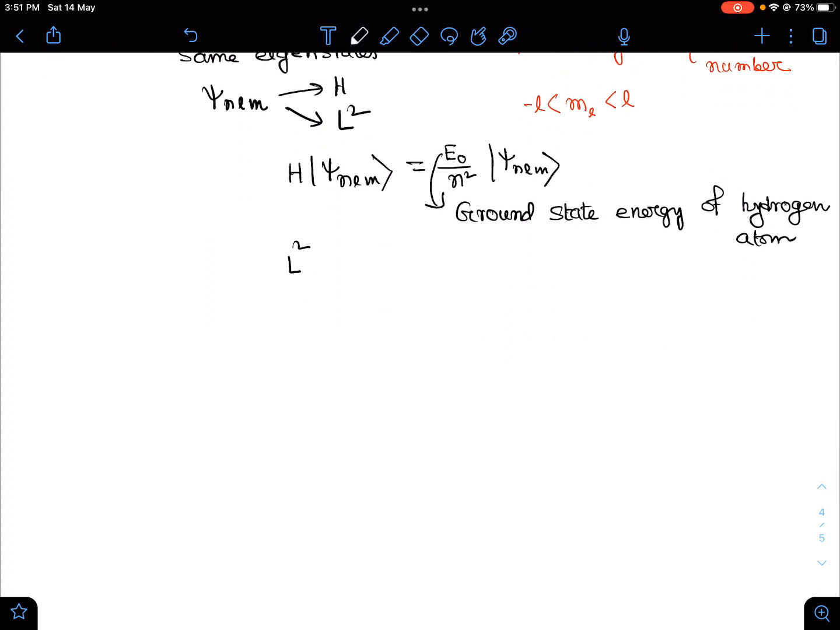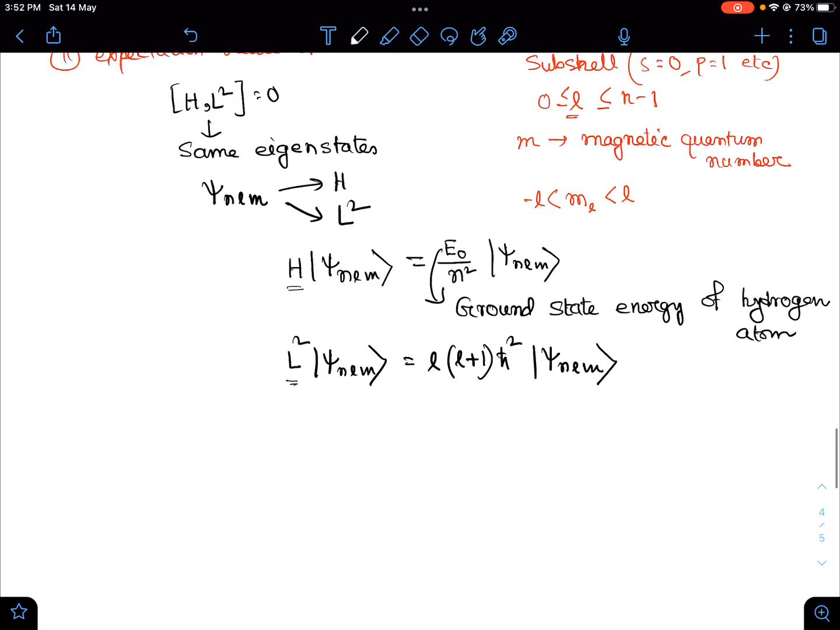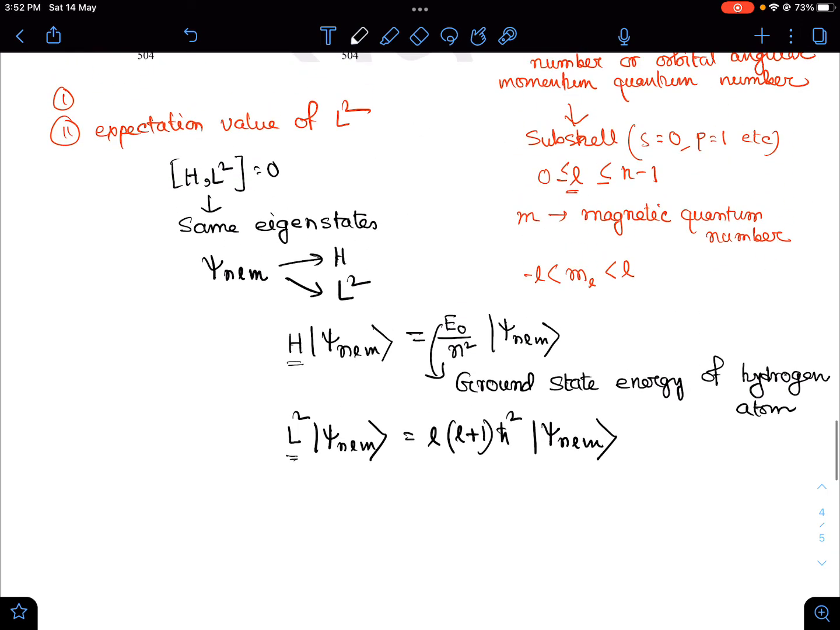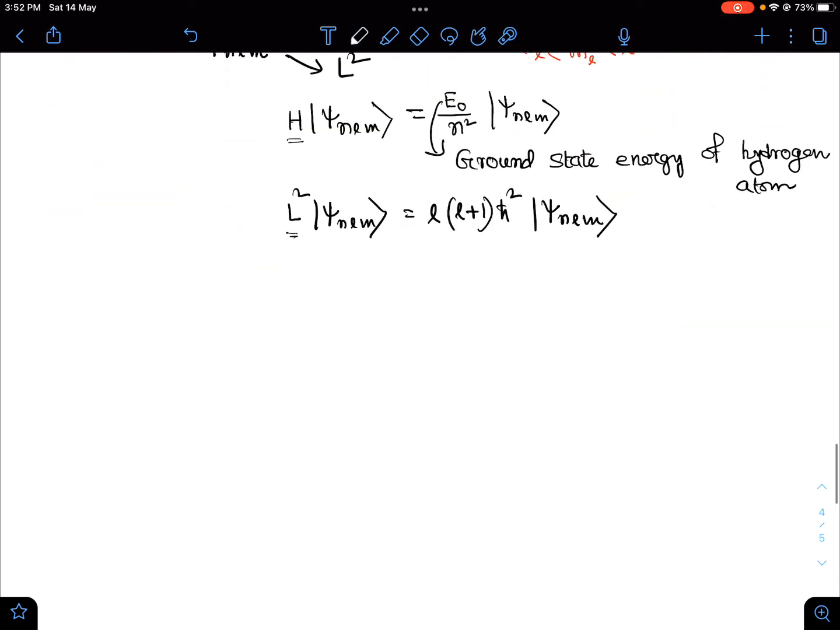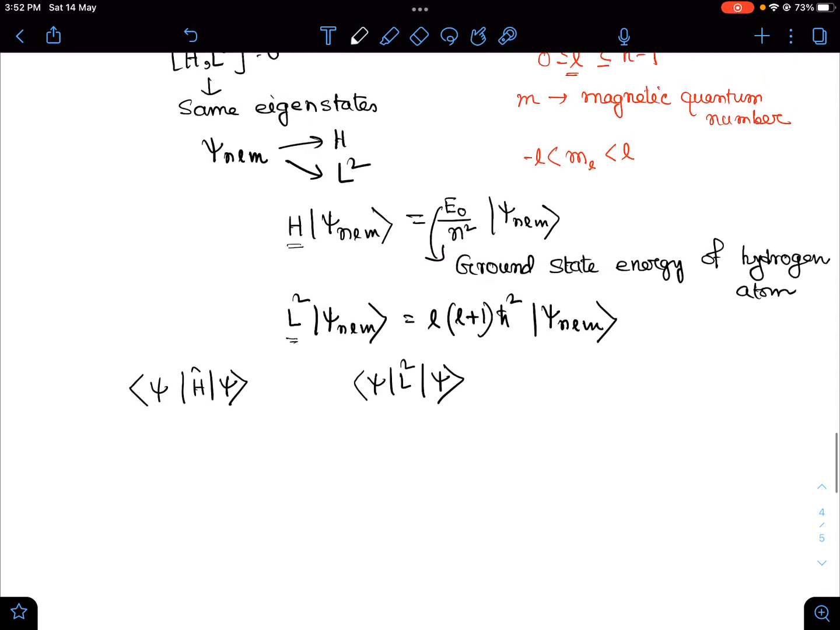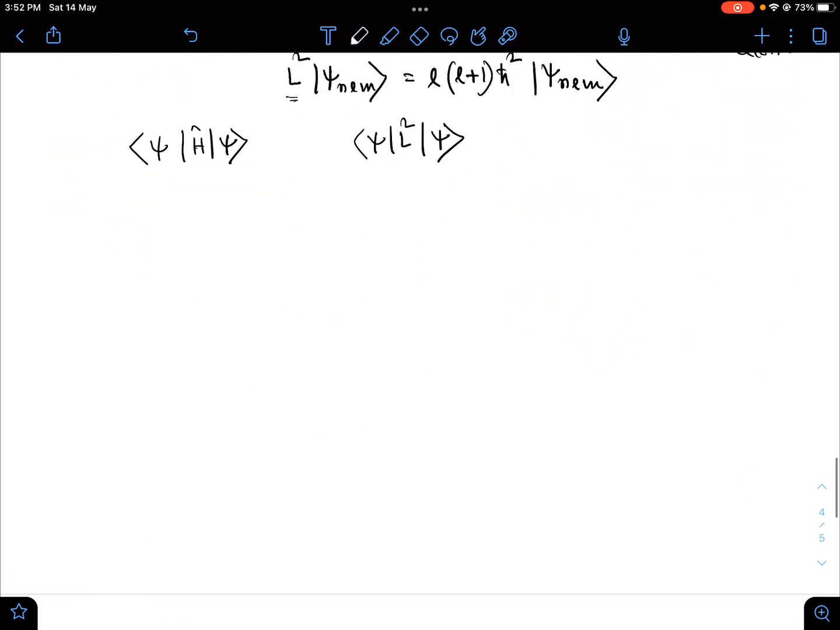And we have L squared psi nlm, which will give us l into l plus 1 h cut squared times psi nlm. So those are the eigenvalues for these two operators, the Hamiltonian operator and the L squared operator. As we have to find the expectation value, we have to find these two quantities, <psi|H|psi> and <psi|L squared|psi>.